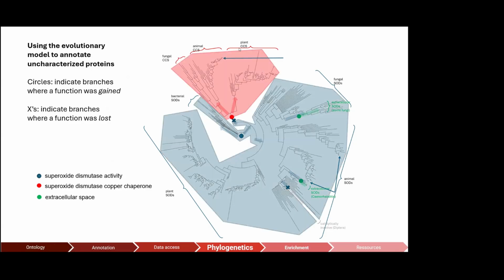And this is the final result, which means all these sequences will be annotated to this red function, so this chaperone function. All the blue ones will be annotated to the blue function, except the ones for which we said, no, we don't want this function for this part of the tree.